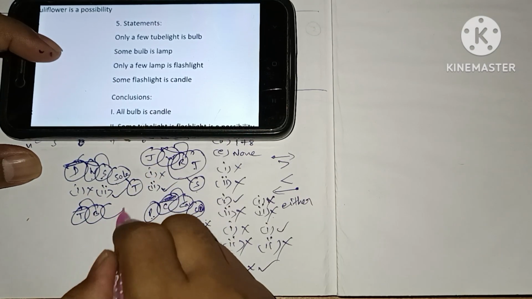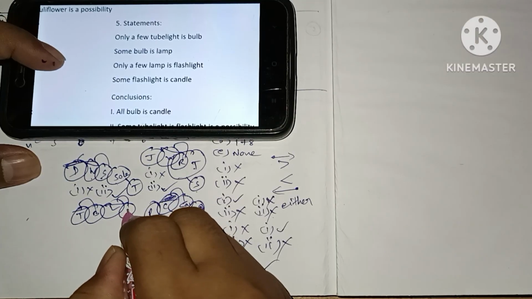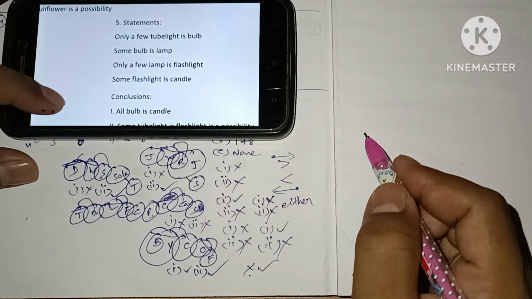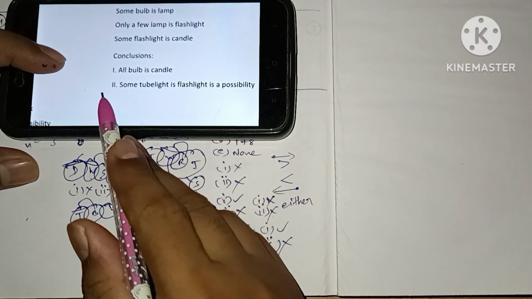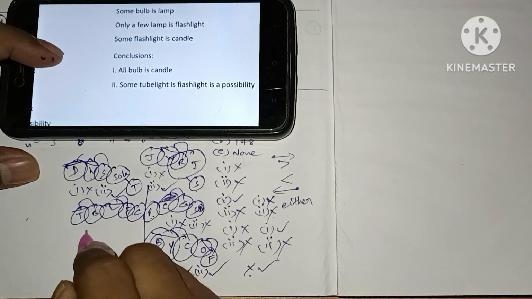Some bulb is a lamp. Only a few lamp is a flashlight. Some flashlight is candle. Okay, let's see the conclusions. All bulb is candle. Here all bulb is inside candle. No, the first conclusion will be false.